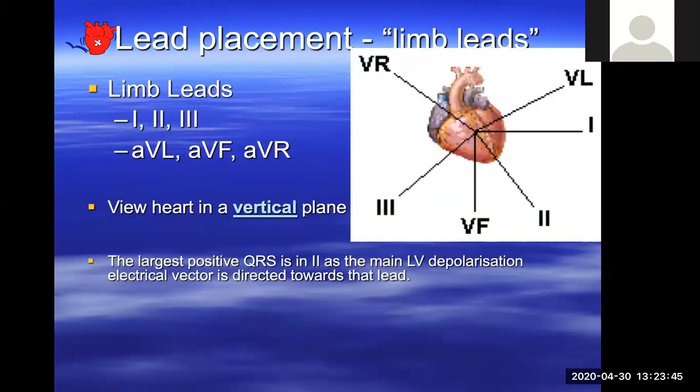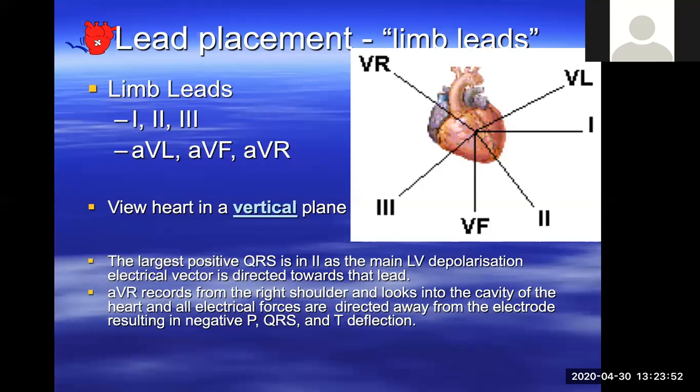So this again, just a reminder, 1, 2, 3, these are the limb leads, and they look at the vertical plane. Also, if you look at these leads, lead two is almost in line with the heart, looking from the bottom. So this will give you the most positive. All electrical activity, atrial depolarization, ventricular depolarization, is going towards that lead. So all the P wave, QRS, T wave should be positive in that lead.